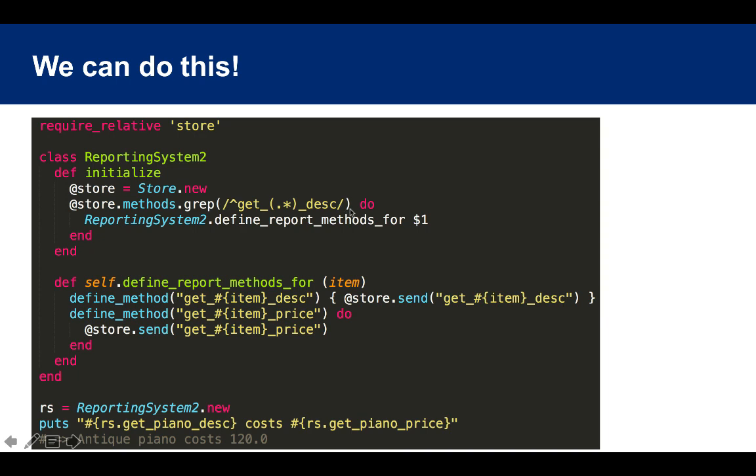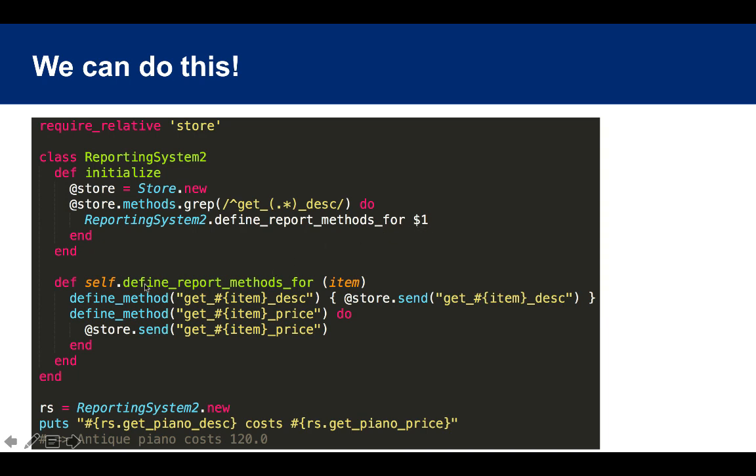So we know that all the methods in the store have this pattern of get_something. So you use a regular expression, which is what the grep method on an array of methods lets you do. Use a regular expression with a capture group, which is going to be the actual items. So get_piano_description, get_violin_description. And then you have $1, which is the value of each item in that capture group. And then you could say define report methods for that item.